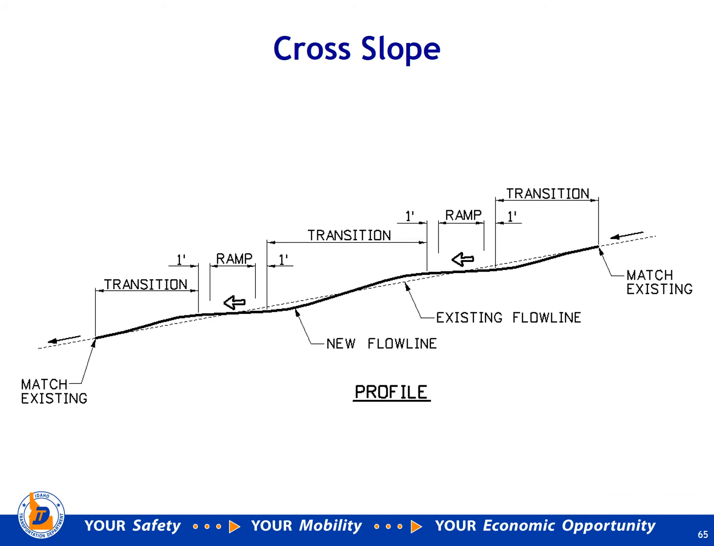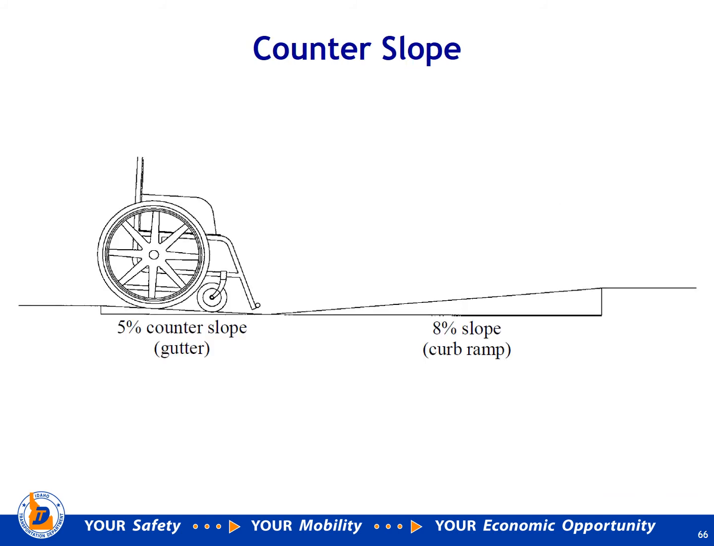If the roadway slope is greater than 2%, the pavement should be warped through the curb ramp to flatten the gutter to 2% maximum through the ramp area. The counter slope is the slope of the gutter where it meets the curb ramp. Counter slope is 5% maximum. This makes for a smooth transition while allowing for drainage.